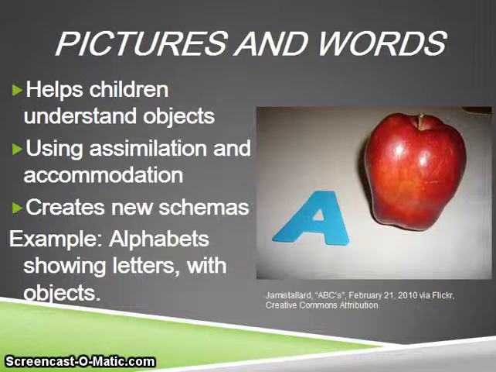Pictures and words are valid techniques that many kindergartners use in order to help them learn. Using matching or showing pictures following the words helps the child understand objects. It begins to form their assimilation and accommodation. Due to assimilation and accommodation, it helps them create new schemas. A good example would be matching the alphabet letter A with objects starting with the letter A, such as apple.